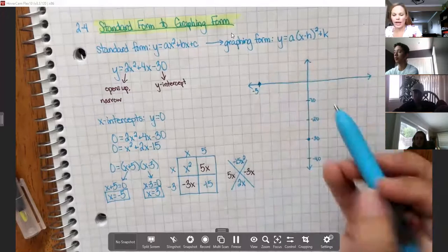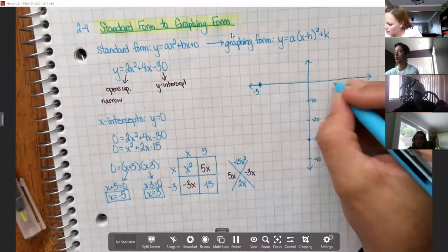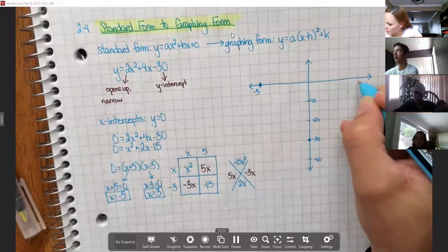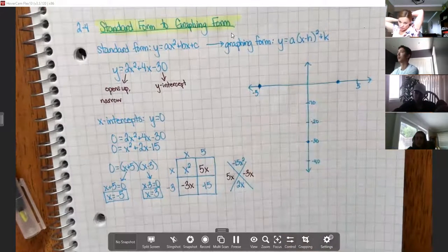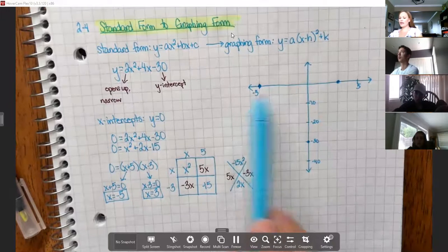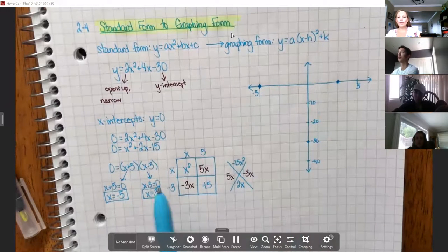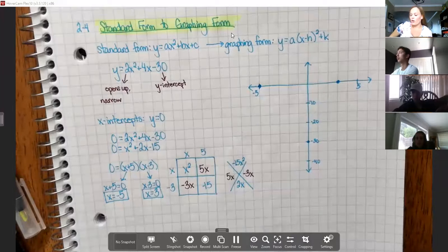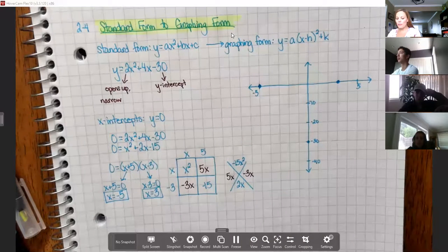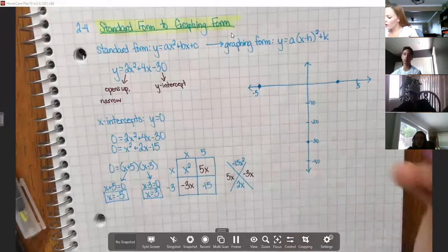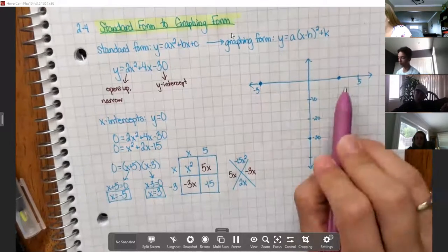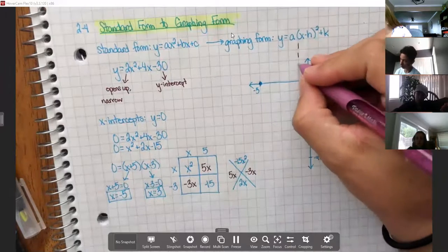I'm going to scale my x-axis just by 1s since I have enough space. Okay, so now we know our 2 x-intercepts, negative 5 and 3. Hopefully we remember that parabolas have what's called a line of symmetry, which means we can fold our parabola in half and it would match up on both sides. So that line of symmetry would have to be in the very middle here. Halfway between negative 5 and 3 is going to be at negative 1.